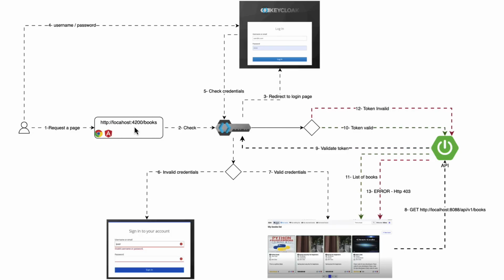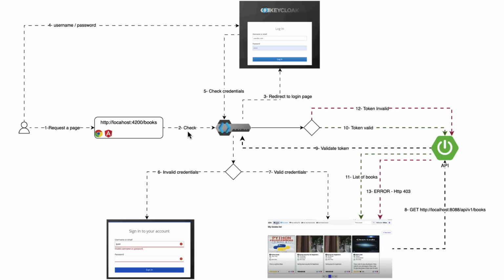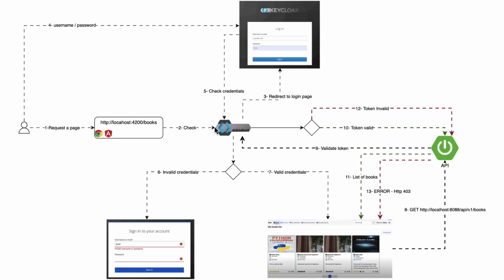So the user will request a page on the browser, for example, localhost:4200/books, which is running on an Angular application. Then the browser will perform a check, since we will configure Keycloak for our front-end application. What we will be doing next is to reach out to Keycloak and make sure if the user is registered or if the user has an active token or not. So here Keycloak will perform a check.